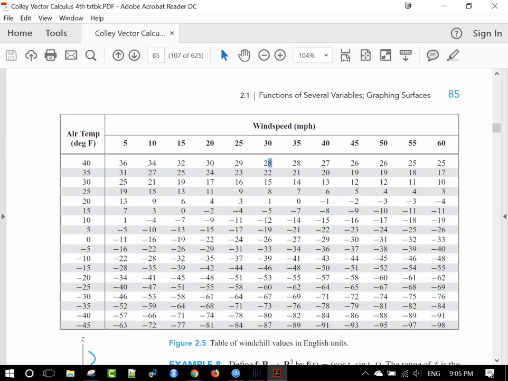The input is the actual temperature, and the output is these numbers here, which is what it feels like. I'm sorry, no, wrong. This is a vector input and a scalar output. So the input is this, comma, this, so it's a vector, and the output is this, for example. So the input is a vector, but the output is a scalar.